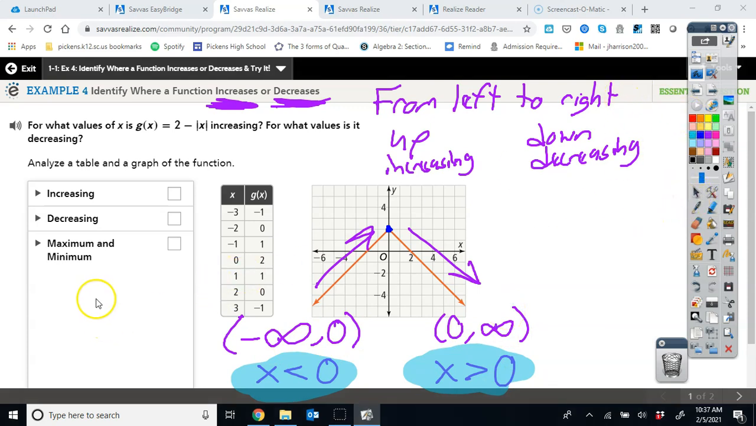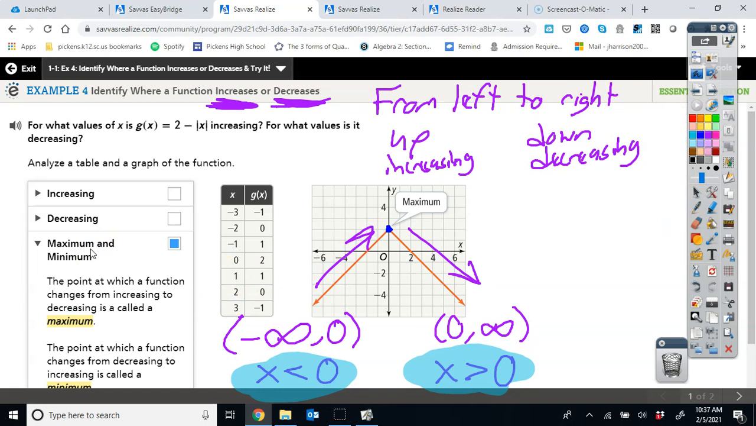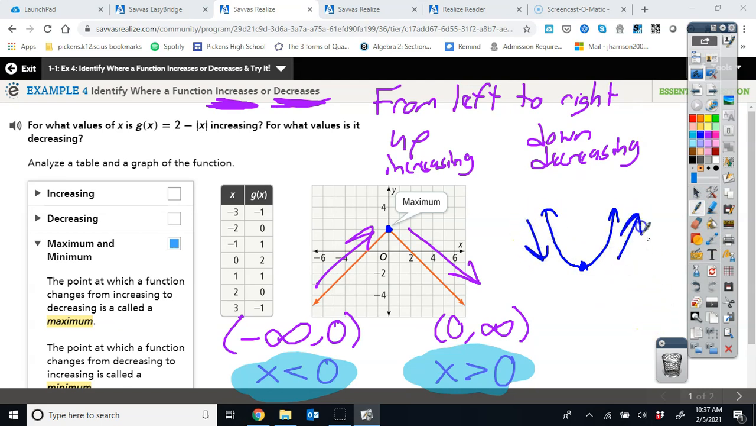Notice also here we got a maximum point there at the vertex. A minimum point would be where it changes from decreasing to increasing. So you would be going down and you come back up. When you go down and come back up, think about the parabolas that we did earlier. That would be a minimum point. So this side of the parabola would be decreasing. This side of the parabola would be increasing. That's what we mean by increasing and decreasing functions. So be careful with those. Make sure you're paying attention to what it actually means from left to right, going up, from left to right, going down.